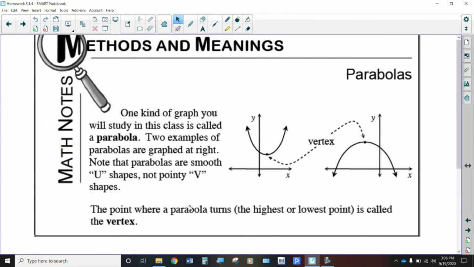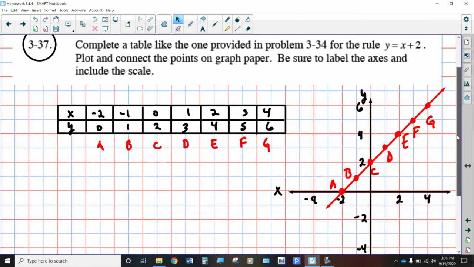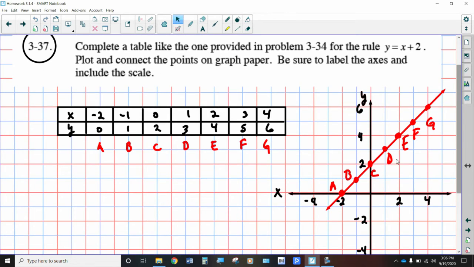All right, so let's take a look at what we got for today. Complete the table like the one provided in problem number 34 for the rule y equals x plus 2. Okay, so it's a two-variable equation where the independent variable, if you add 2 to it, gives you the dependent variable, or your input and your output. So every one of these input numbers, after adding 2, gives you your output number, and then we can take this information and plot it onto the graph and make sure you scale the axes properly.